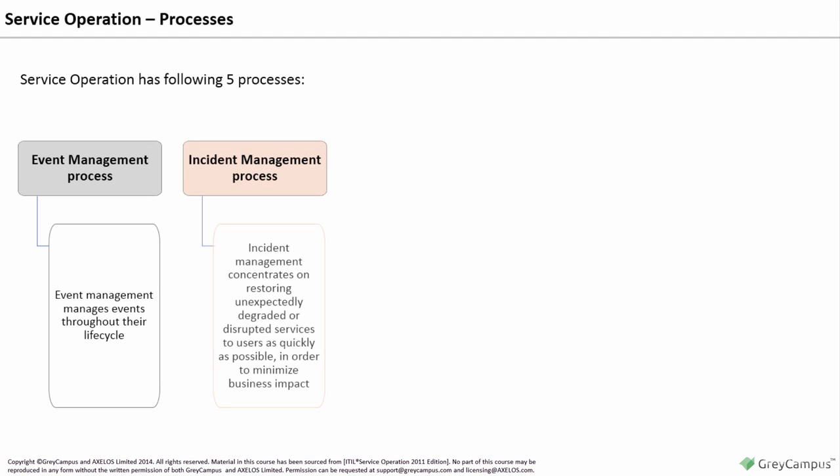Service operation processes. There are a number of key service operation processes that must link together to provide an effective overall IT support structure. Service operation has the following 5 processes. Event management. Event management manages events throughout their life cycle. This life cycle includes coordination activities to detect events, make sense of them, and determine the appropriate controlled action. Incident management. Incident management concentrates on restoring unexpectedly degrading or disrupted services to users as quickly as possible in order to minimize business impact.